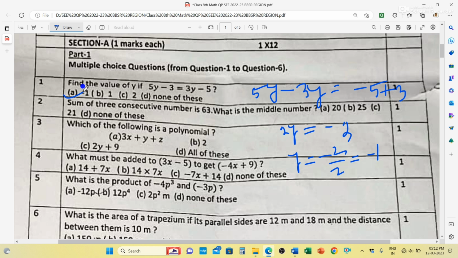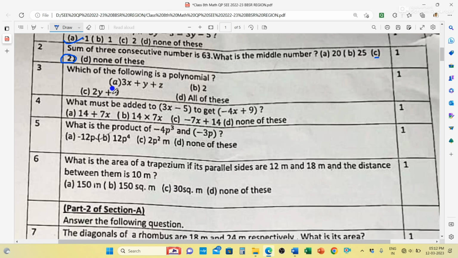Now we will come to the second question: the sum of 3 consecutive numbers is 63. What is the middle number? To find the middle number among 3 consecutive numbers whose sum is given, you have to just divide the sum by 3. 63 divided by 3 will give 21. So the middle number will be 21, option C. 21 is the answer.